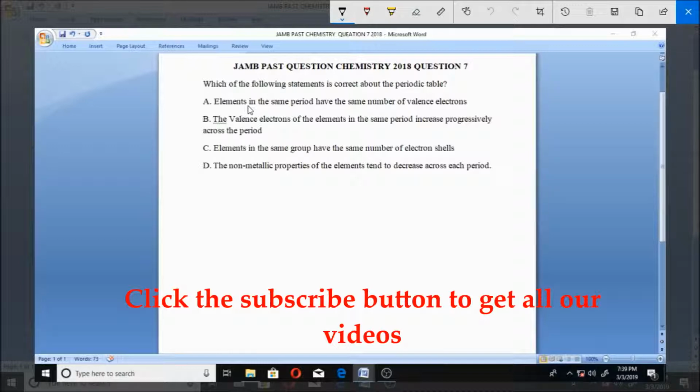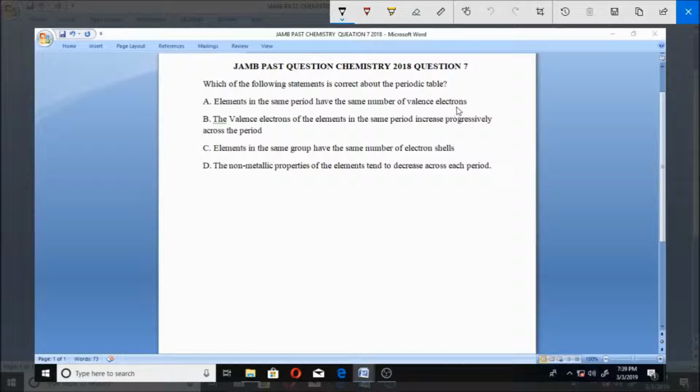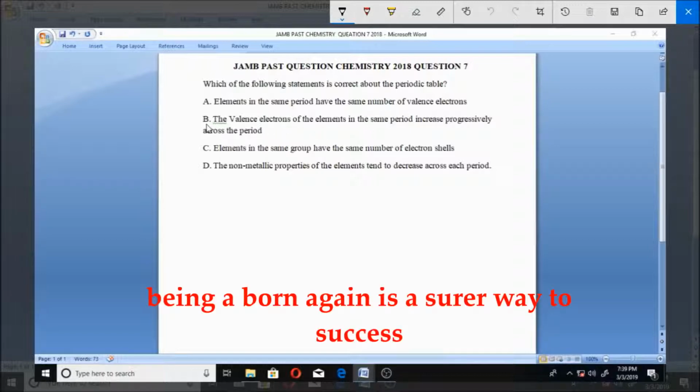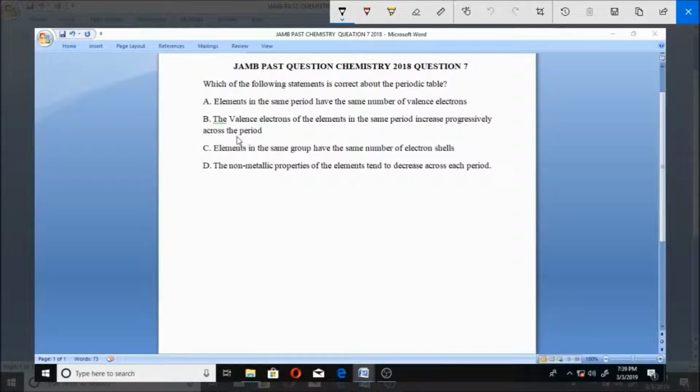A. Elements in the same period have the same number of valence electrons. B. The valence electrons of the elements in the same period increase progressively across the period. C. Elements in the same group have the same number of electron shells. D. The non-metallic properties of the elements tend to decrease across each period.